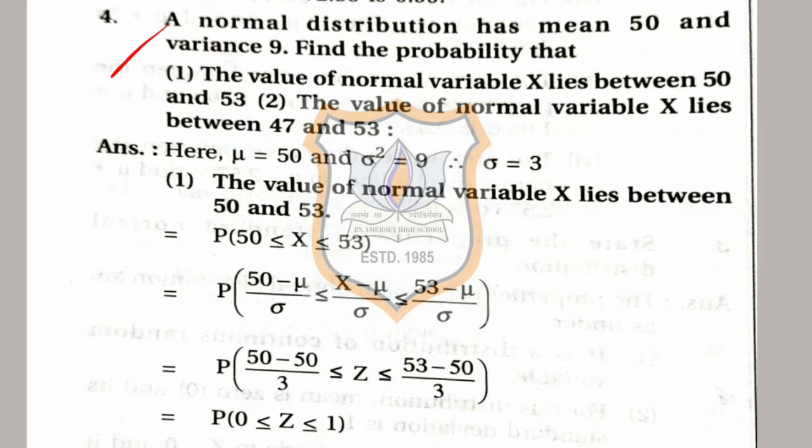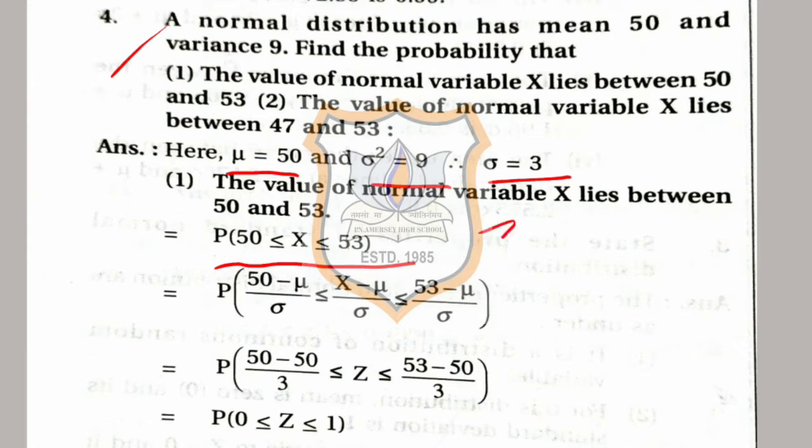Now let's solve it. Here mean is 50, so mu will be 50. Variance is 9. So when you take the square root of 9, it will be 3. So SD will be 3. So we have to find the probability that value of x lies between 50 and 53. So we will represent it in the form P(50 ≤ x ≤ 53).